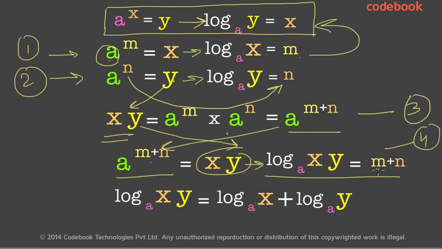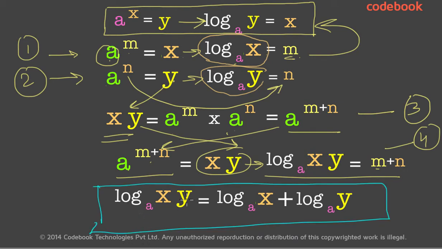On the right hand side you have m, but we know m is log x to the base a, and we also know n is log y to the base a. So substituting m is equal to log x to the base a and n is equal to log y to the base a, we end up with this equation, which is log xy to the base a is equal to log x to the base a plus log y to the base a. And this is the first law of logarithms.